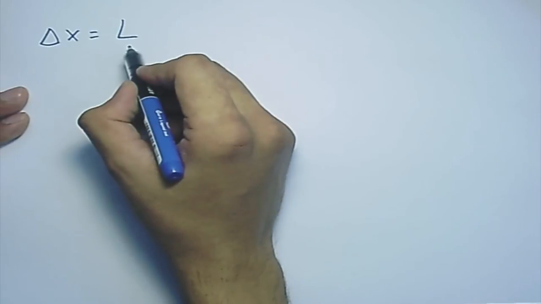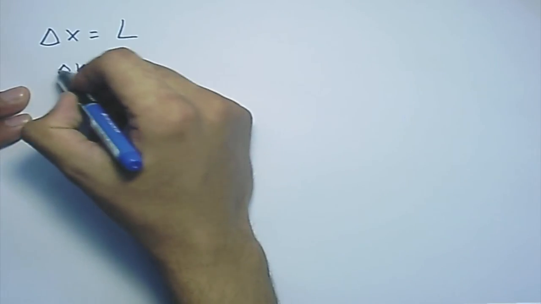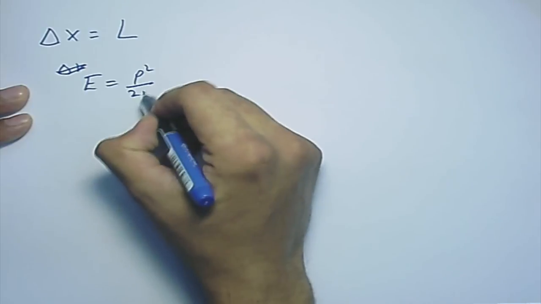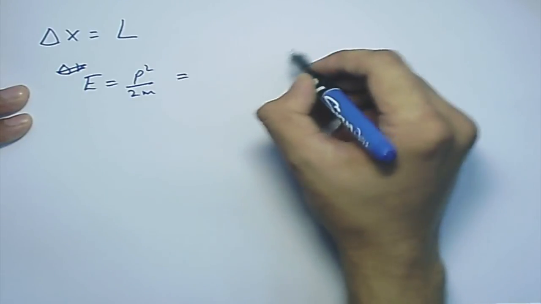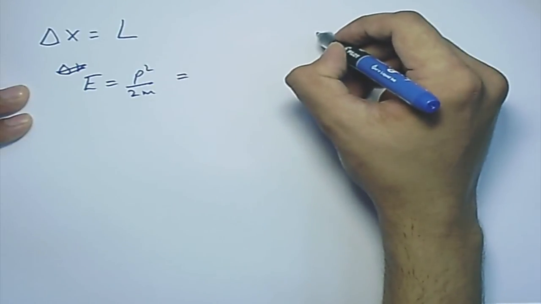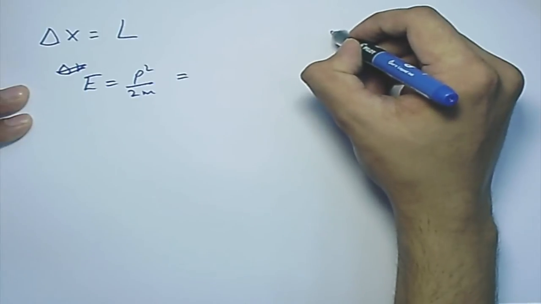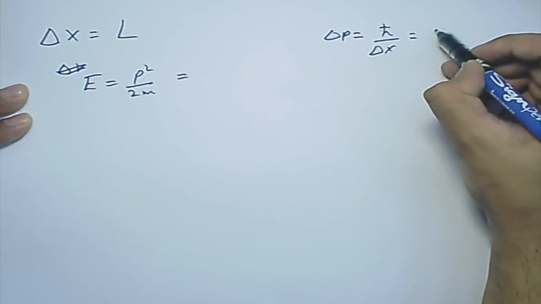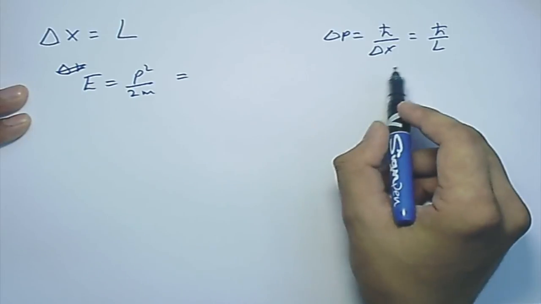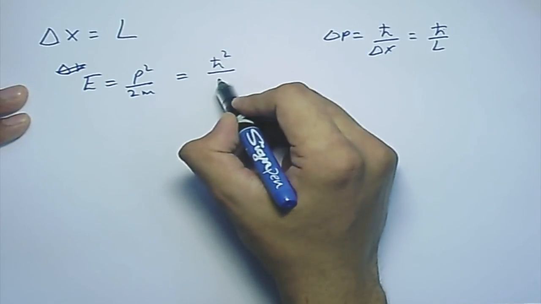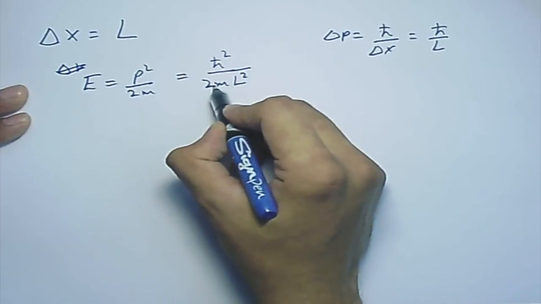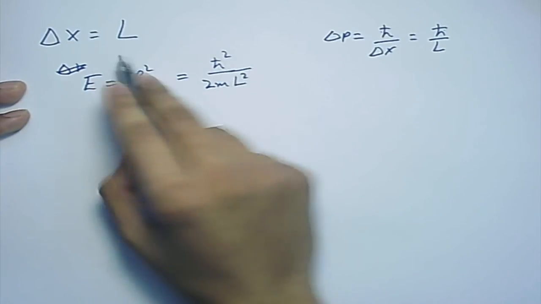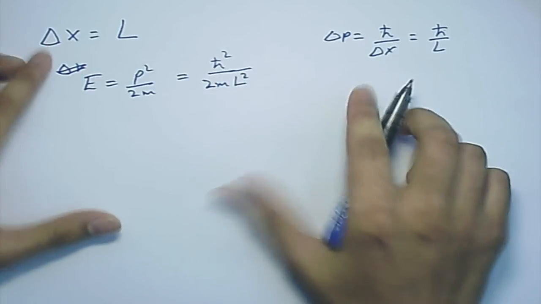Again, so now the ground state energy, or the energy so to say, would be p squared over 2m. We can substitute p, where delta p is equal to h cross over delta x, which is equal to h cross over the length. So now we get h cross squared over 2m l squared. I'm sure that you have already done this problem of a particle in an infinite well.